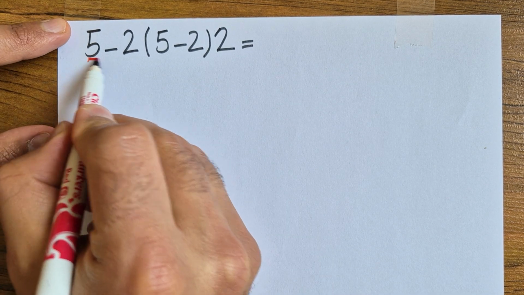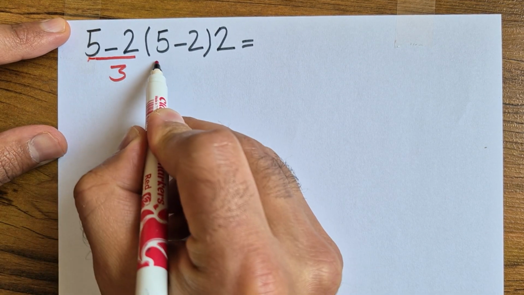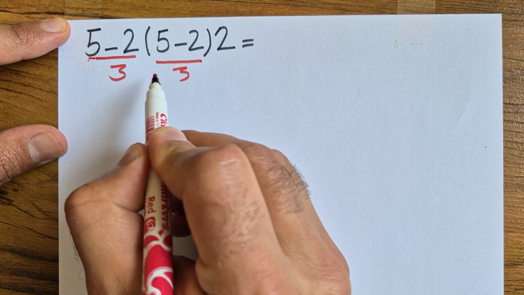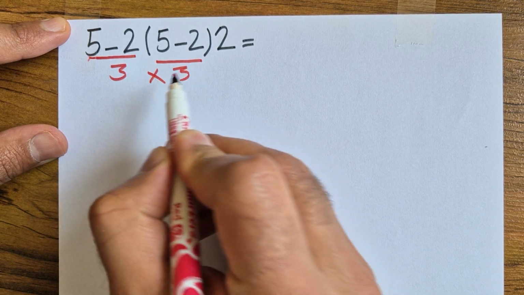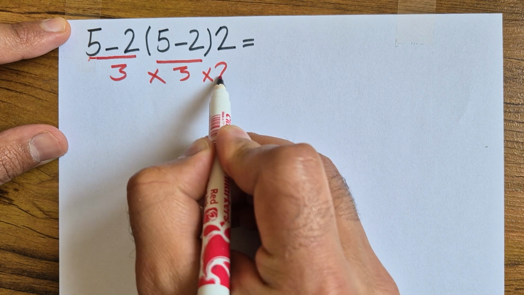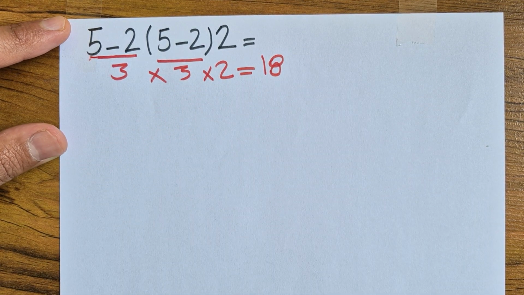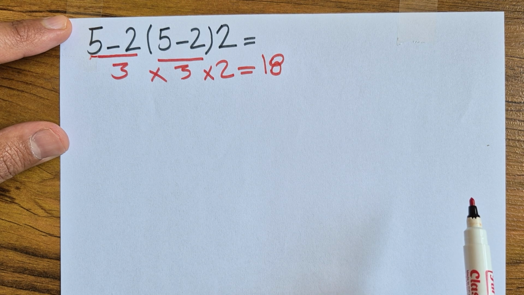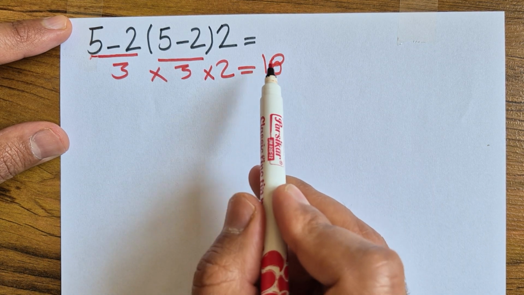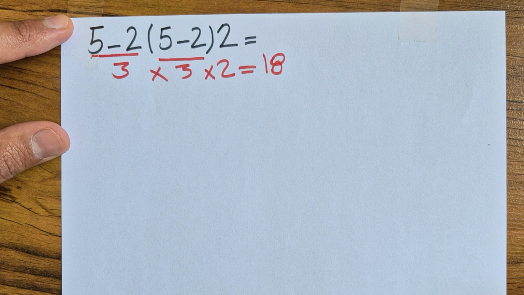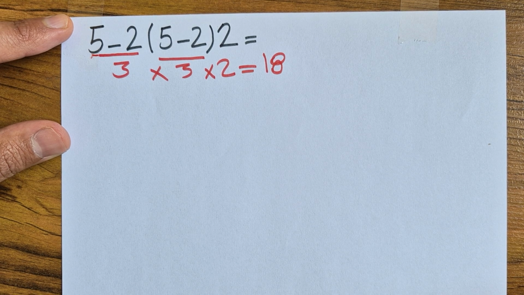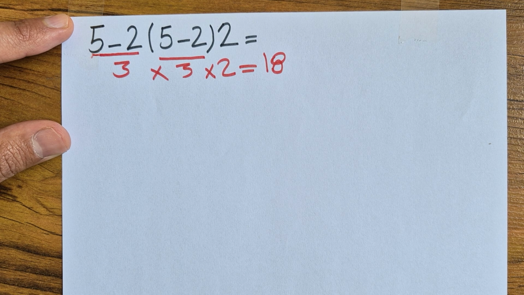5 minus 2 gives us 3, and then 5 minus 2 also gives us 3. 3 times 3 is 9, and then 9 times 2 gives us 18. Unfortunately, that's the wrong answer. If you ended up with this answer, that's the wrong answer because you fell for a big trap, hook, line, and sinker. And that's the trap of order of operations.